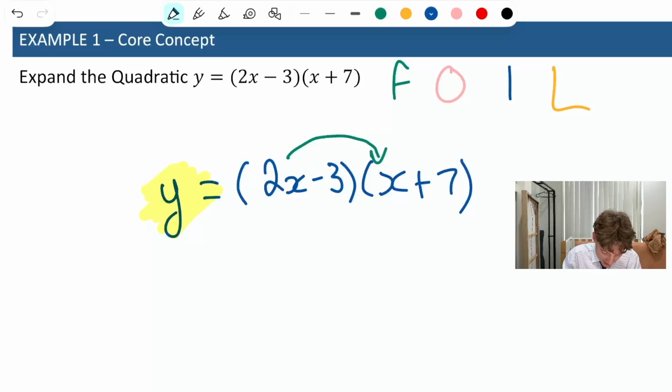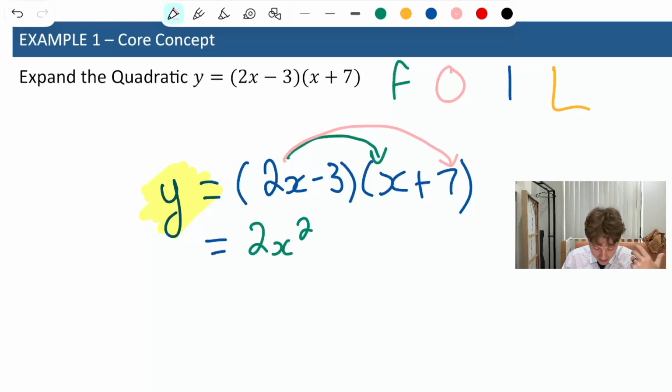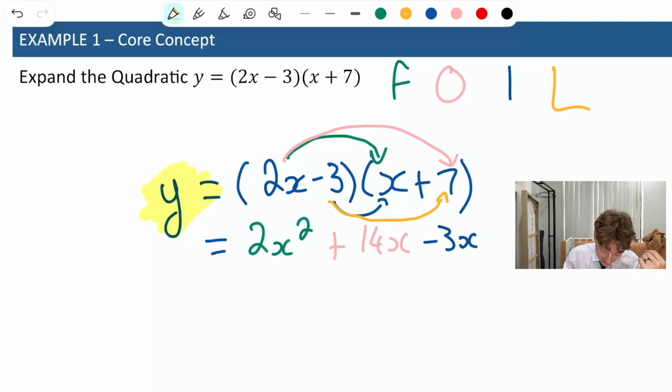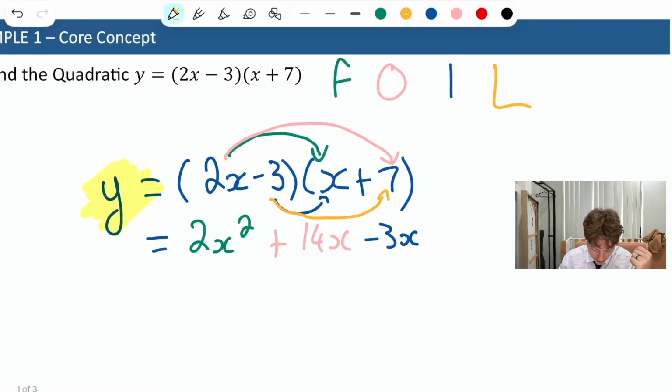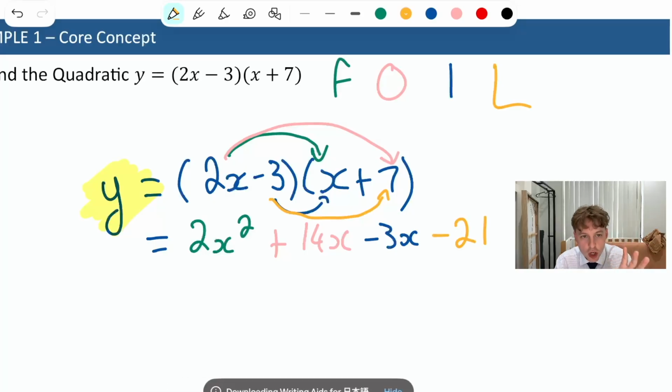That gives me an answer of, my first term is 2x multiplied by x. That gives 2x squared. Then I do my two outside terms. 2x multiplied by 7 is going to give positive 14 lots of x. I now do my two inside terms. I do negative 3 multiplied by x. That gives minus 3x. And for my last two terms here, I have negative 3 times positive 7. That is going to give negative 21. So that is the expansion of my two brackets.